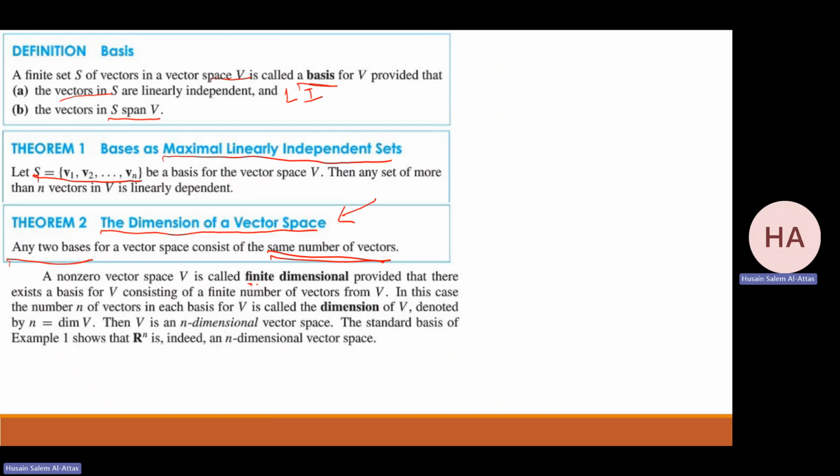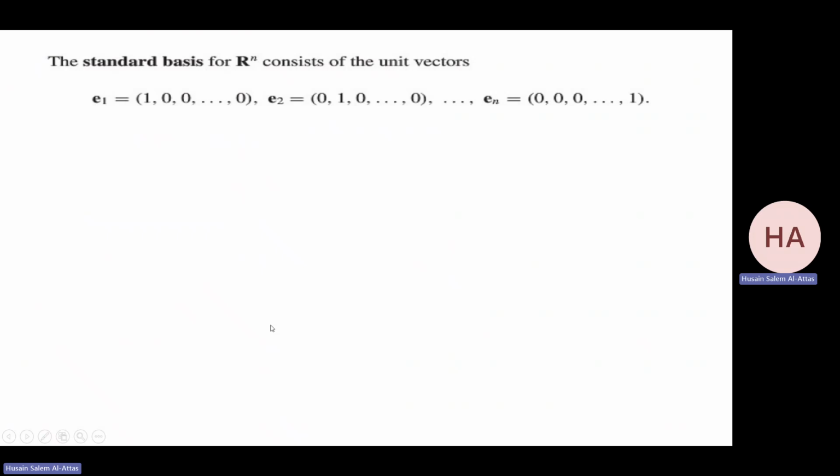If the number is finite, then we call it finite dimensional. If not, then they call it infinite dimensional. And we call the dimension, like in Rn, what's the dimension of Rn? n, because the basis has n vectors or n elements. Like this one, one of the bases: E1, E2, up to En.